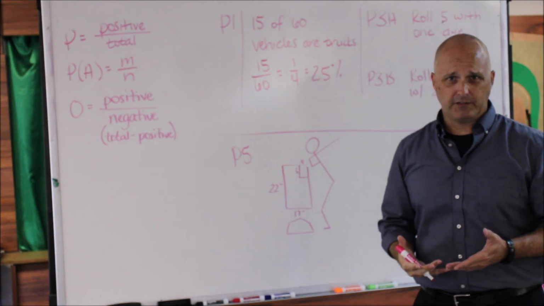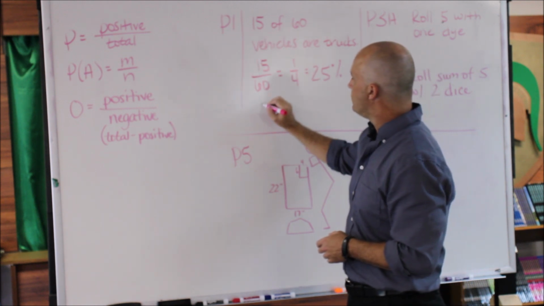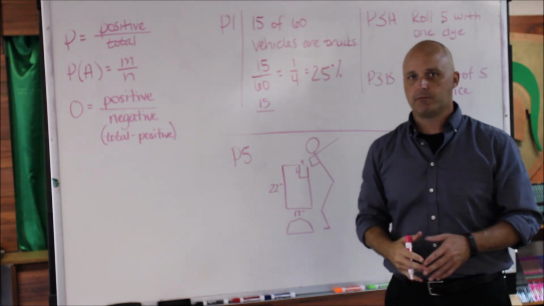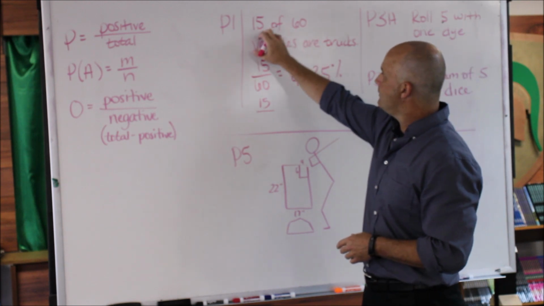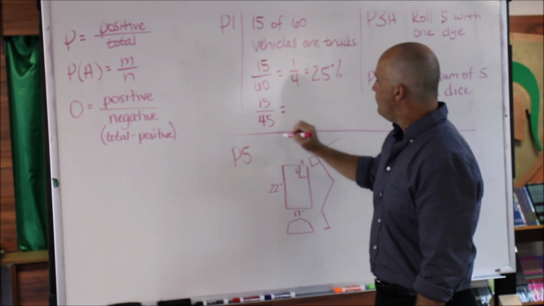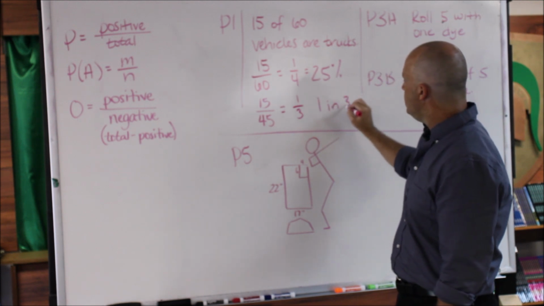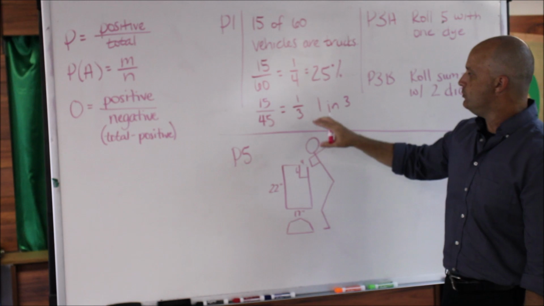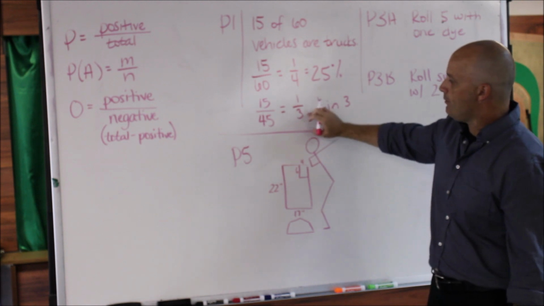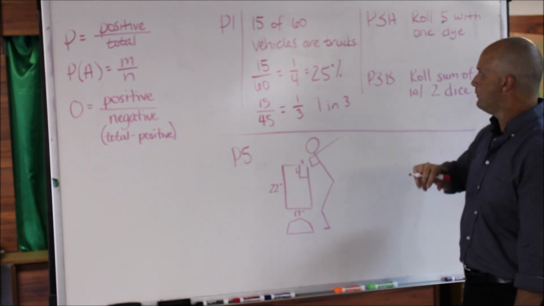Now, what if we were doing odds on this? Odds is going to be a little bit different. Again, the positive is going to be 15, but this time we want the negative number of outcomes, not the total number of outcomes. So we would say 60 minus 15, well, that's 45 negative outcomes. So we would change this to 1 over 3, so there's one chance that you would choose a truck, and 3 chances that you would end up choosing a car or some other type of vehicle.